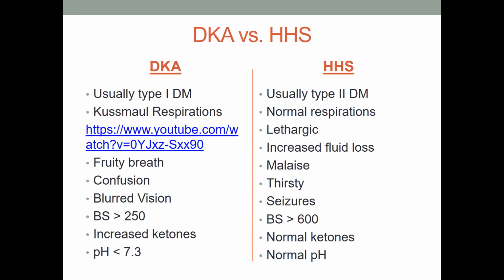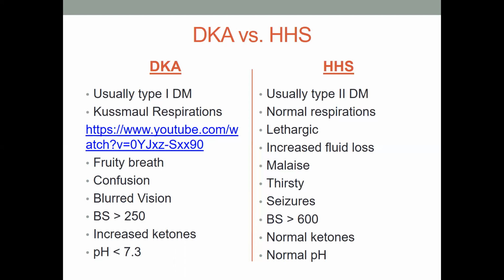usually greater than 600. They're not acidotic, so their pH will be normal and their bicarb levels will be normal. They will not have urine or serum ketones. Their BUN and creatinine levels will be elevated. This time, their serum osmolality will be greater than 350 because they're very concentrated, because their degree of dehydration is a lot more when compared to DKA. And we have a higher mortality rate here.